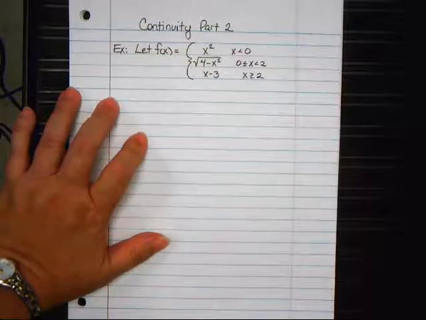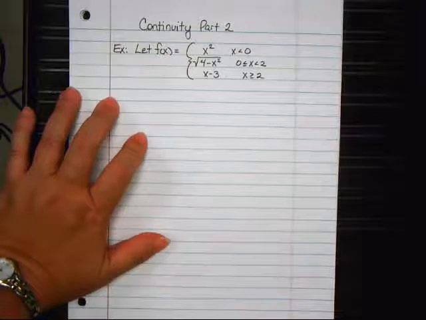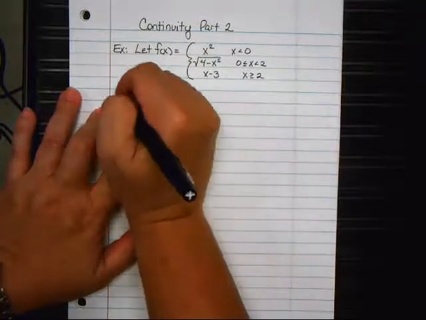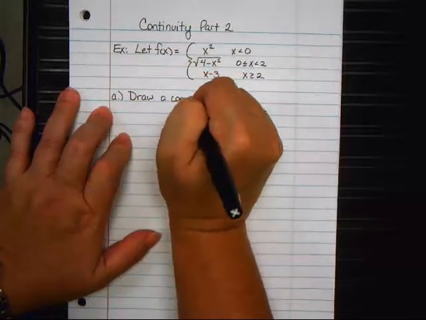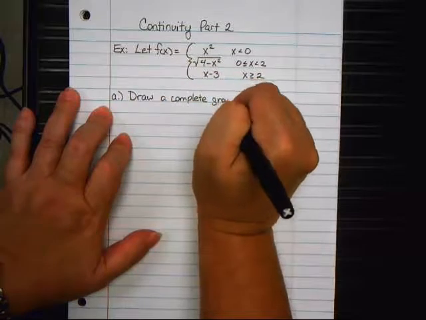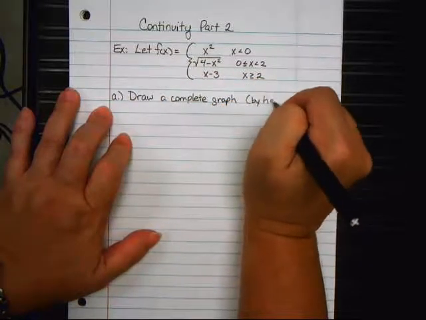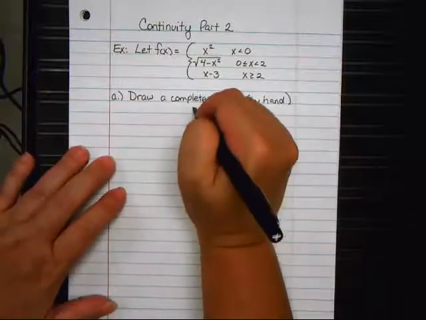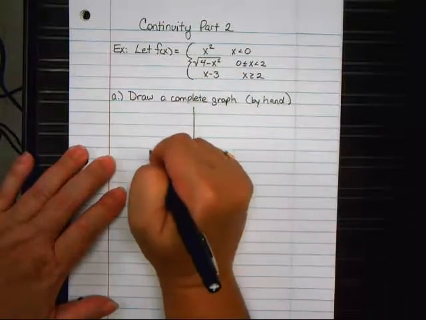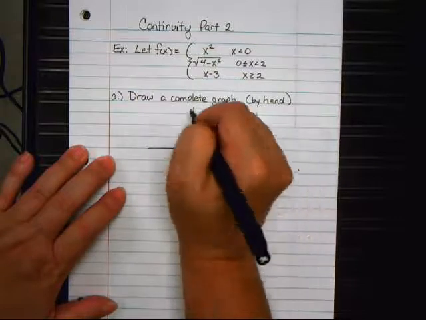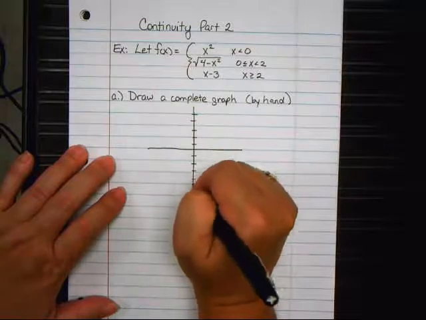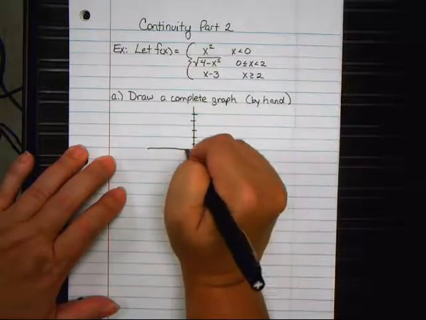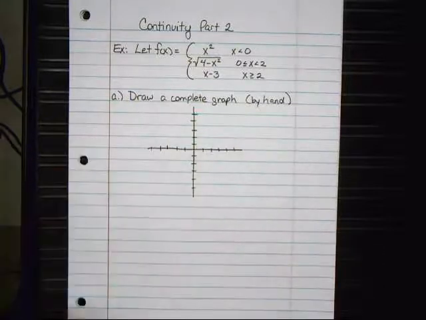We're going to be examining this graph. We're going to graph it. We're going to talk about whether or not it's continuous and why. Okay, so the first thing I want to do is to draw a complete graph by hand. So you're going to need to draw a pretty good sized grid. I need you to go out 5 marks in each direction. Try to space them out pretty evenly. Like so.